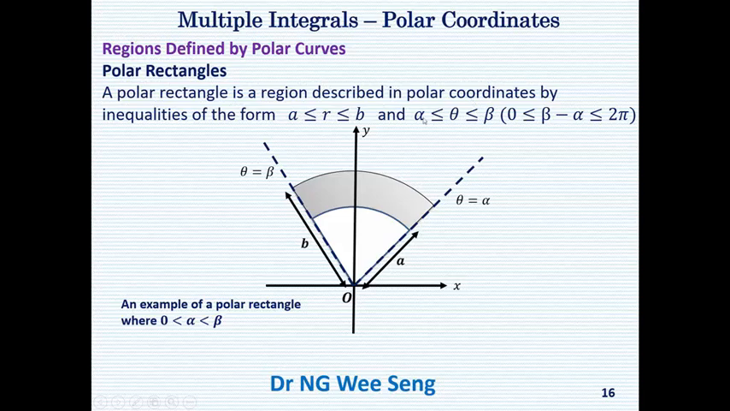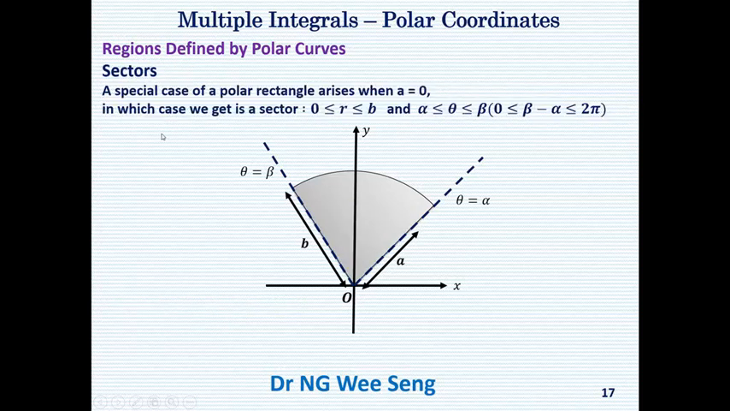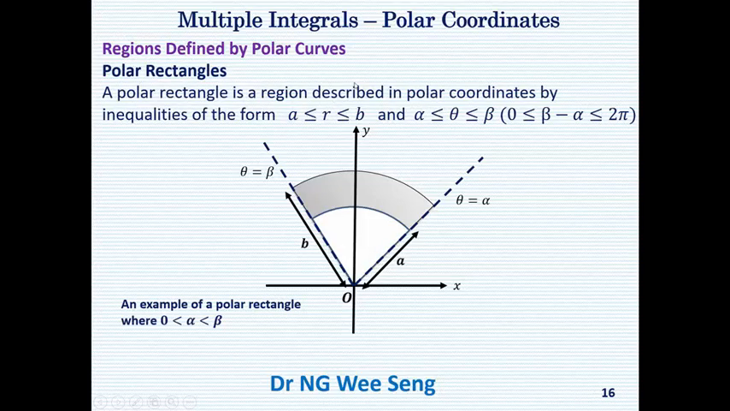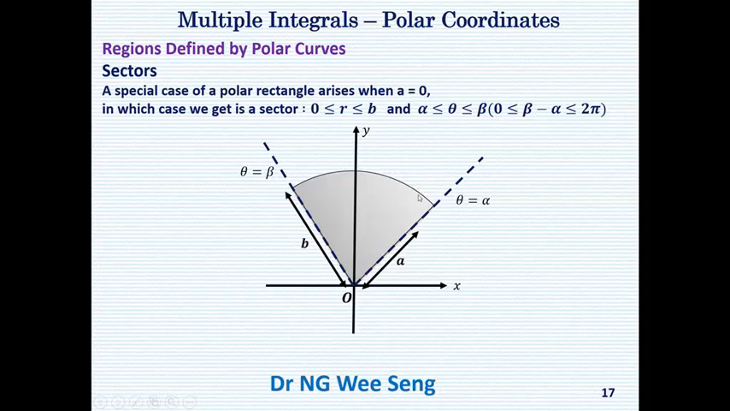For the second inequality, theta between alpha and beta tells us that it's not the entire concentric circle, but only those between these two dotted lines, which specify the angle. Theta equals alpha and theta equals beta. So the region in gray is known as a polar rectangle. A special case of a polar rectangle is when a is 0. So back to this diagram, if a equals 0, then this portion in white will disappear. And what we get will be a sector of a circle with radius b.